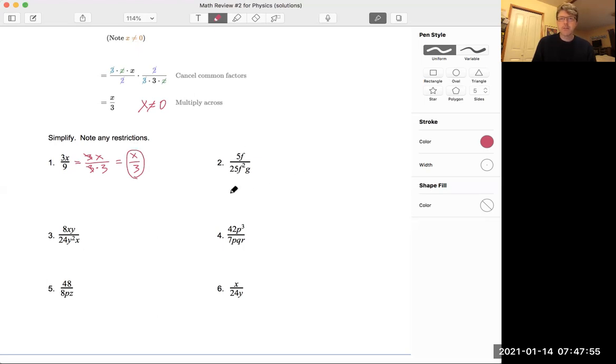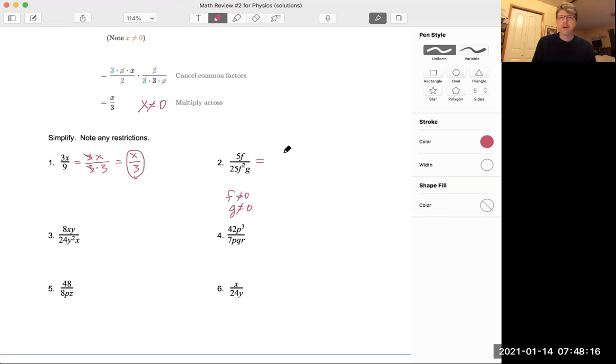Note that the restriction here is f cannot be 0, g cannot be 0, because both of them are in the denominator to begin with here. Neither one of those can be 0. As long as they're not 0, we're good. So we've got a lot of stuff we can do to this.